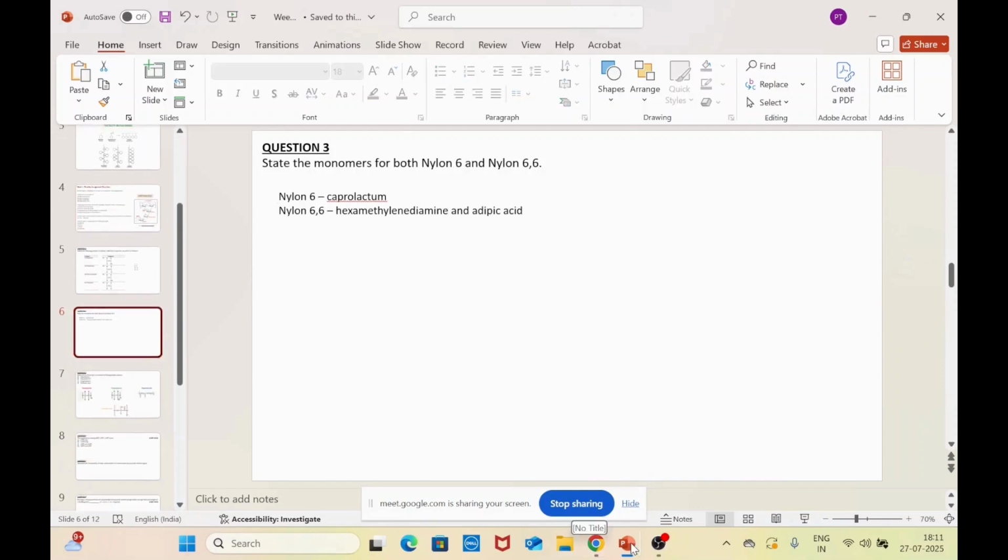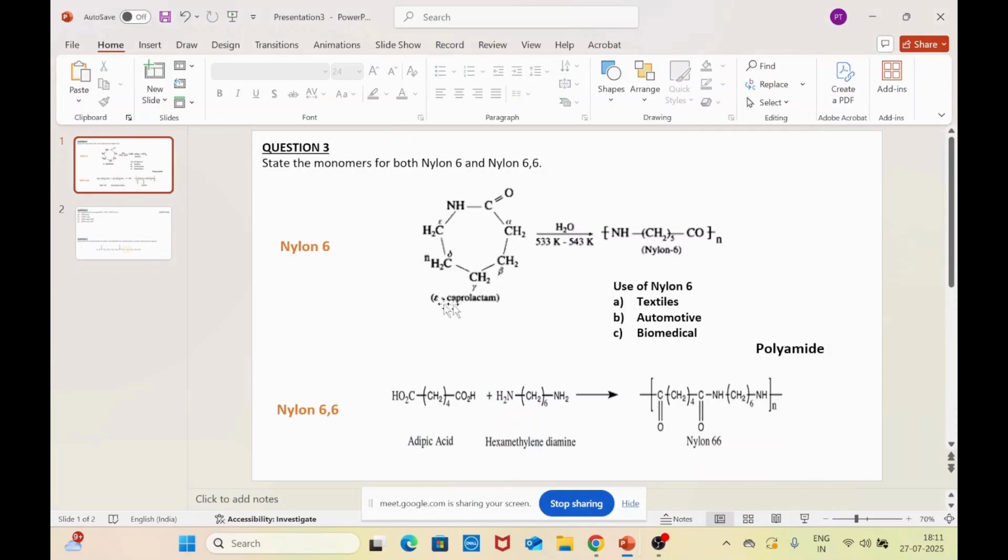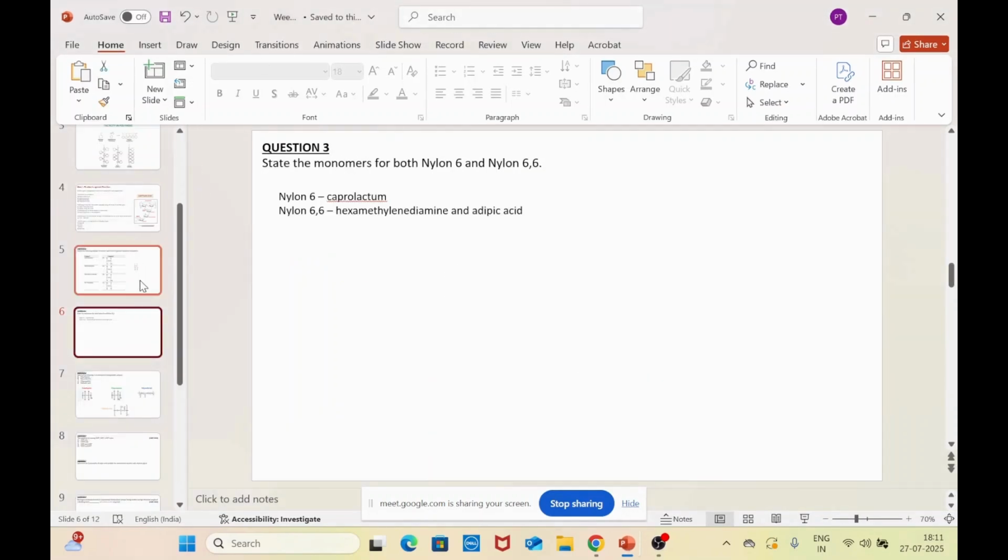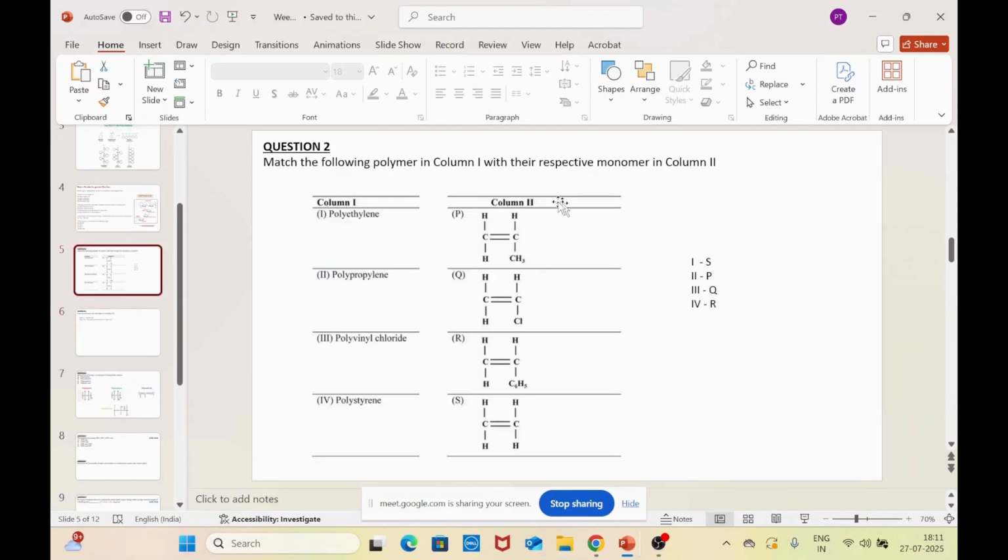One more thing I want to note down here is that it's epsilon caprolactam. It's basically because of the way the carbon atoms are numbered from alpha, beta, gamma, delta, to which this NH group is attached, and that is the reason we call it epsilon caprolactam. So, yeah, I forgot to mention.